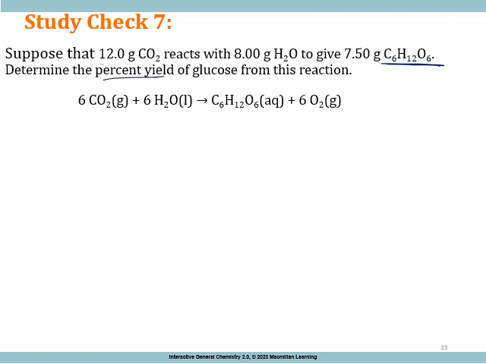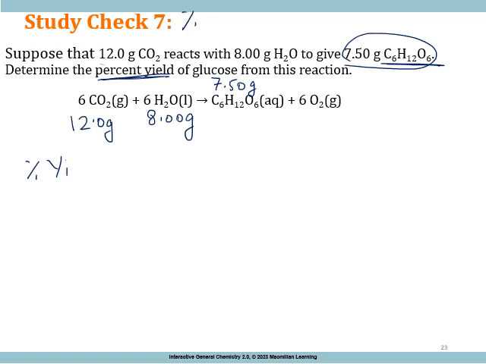So the question is asking what is the percent yield, and what's given to us is 12.0 grams of this and 8.00 grams of this, and you ended up making 7.50 grams of this. How much is the percent yield? Again, percent yield, let me write it here. Percent yield means actual over theoretical times 100. Actual is given to you, so this is my actual yield.